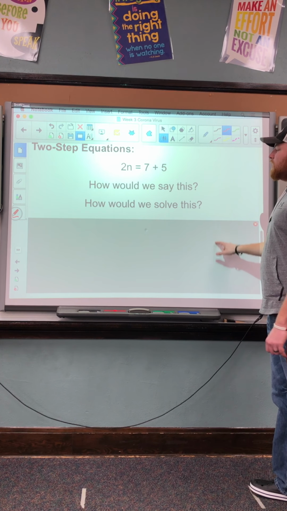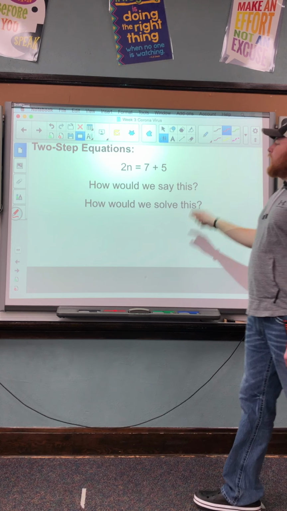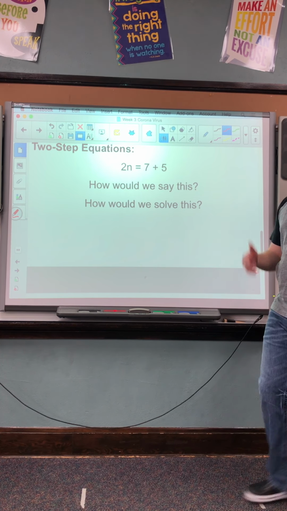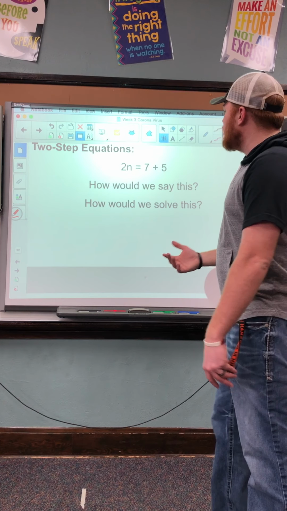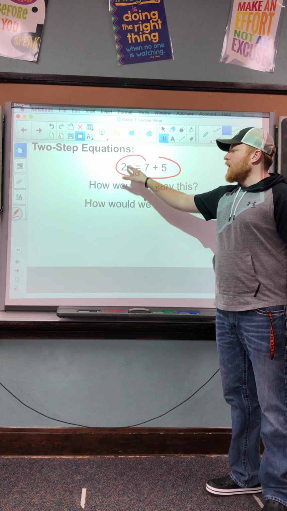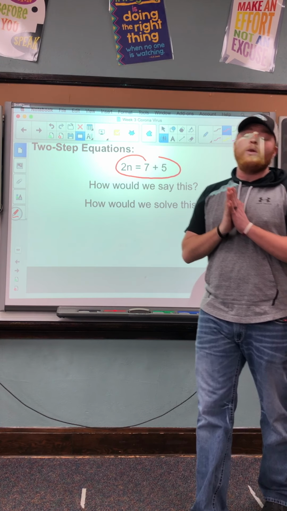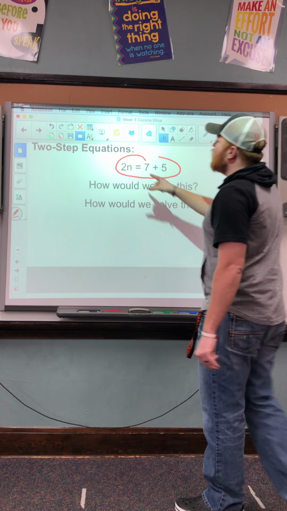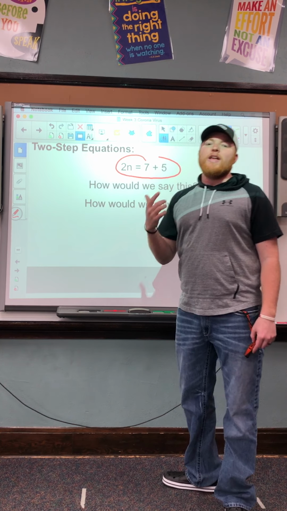Now we're dealing with two-step equations. Okay, 2n equals 7 plus 5. All right, well, that's not technically how we say this. Okay, this is technically an equation because it has a variable, a letter in it. With equations, we are most of the time trying to find out what that variable, what that letter is.